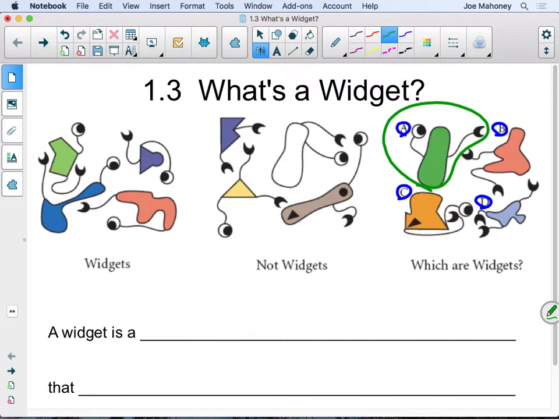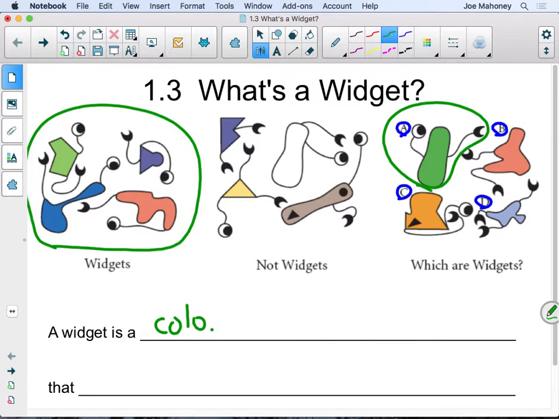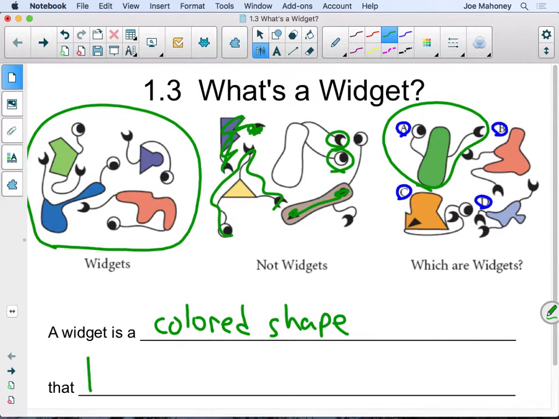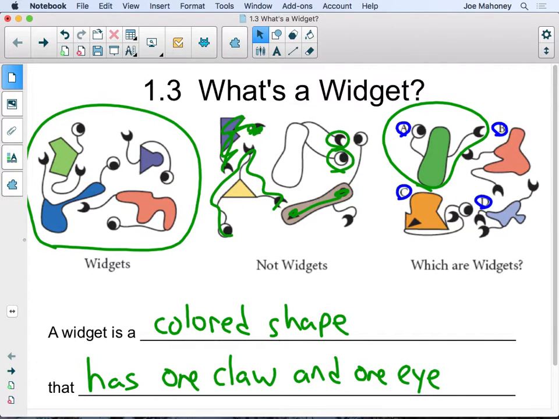Well, maybe a widget is a, let's see, it looks like the four that are widgets here on the left, these four all are colored shapes. So it definitely is a colored shape. But if you notice some special things about it, the reason why this one is not is it has two claws. And this one has three things, and this one's got stuff on the inside of it. And this one has like an eyeball maybe and a claw, but there's no color on the inside. So it's got to be a colored shape that maybe we'll say has one claw and one eye. So that's how we'll define a widget.